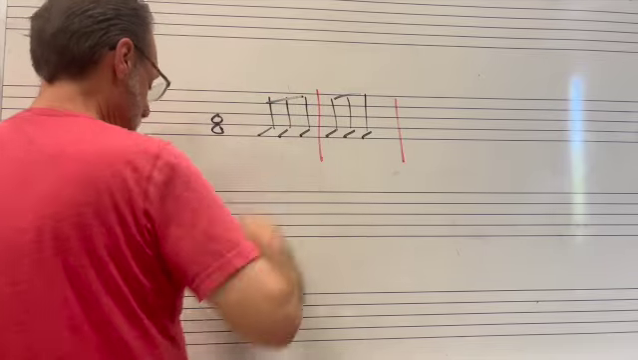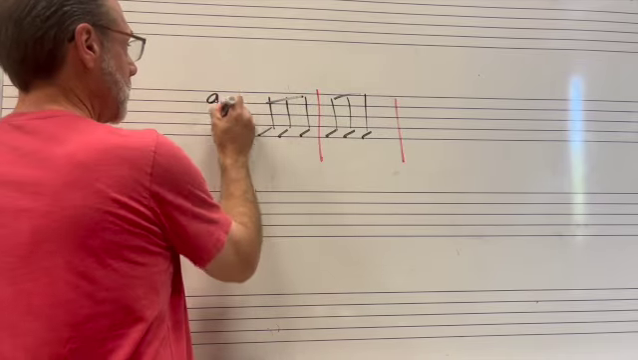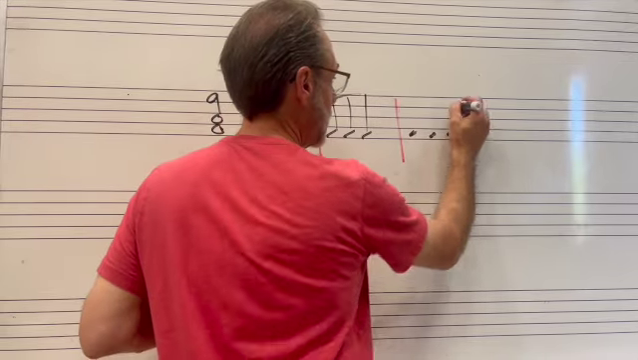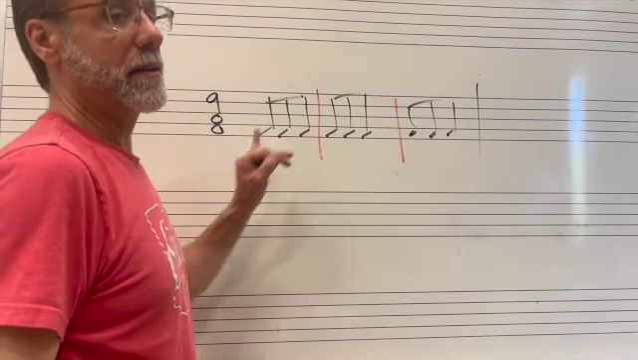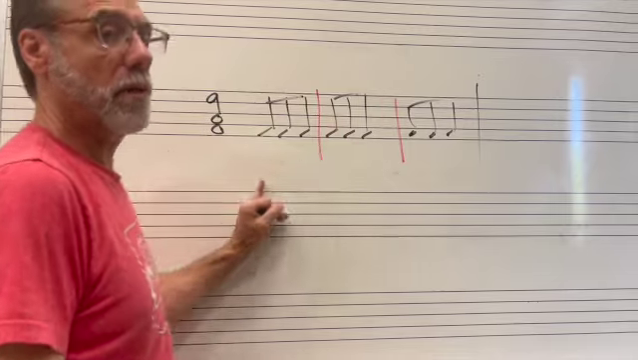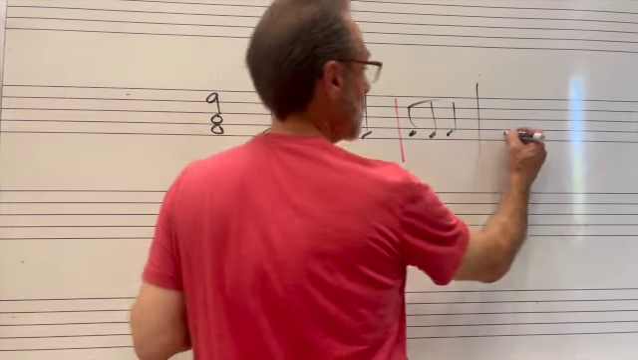This top number could be 9. That'd be 1, 2, 3, 4, 5, 6, 7, 8, 9. You can have that. That's like 3 pulses. 1, 2, 3, 1, 2, 3, 1, 2, 3. The music, right? And guess what? There's 12/8 too.